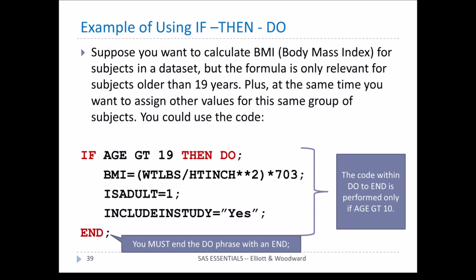So see, we've done three things here. After the do statement, we've done three different things. First of all, we calculated BMI. We've set this value as 1 for is adult, so we've signified this is an adult because they're greater than 19 years old, and we're going to include them in the study equals yes.